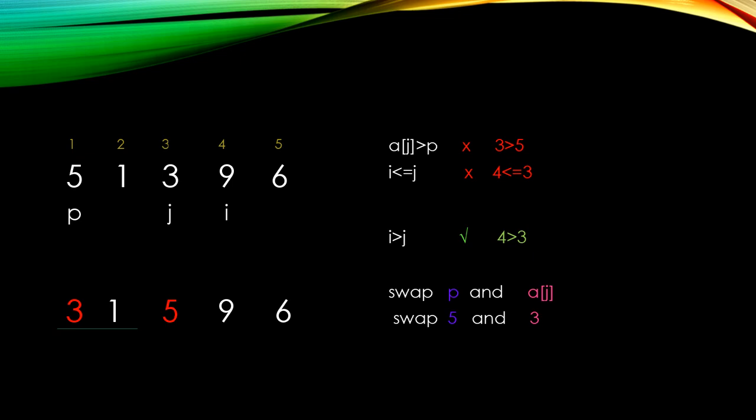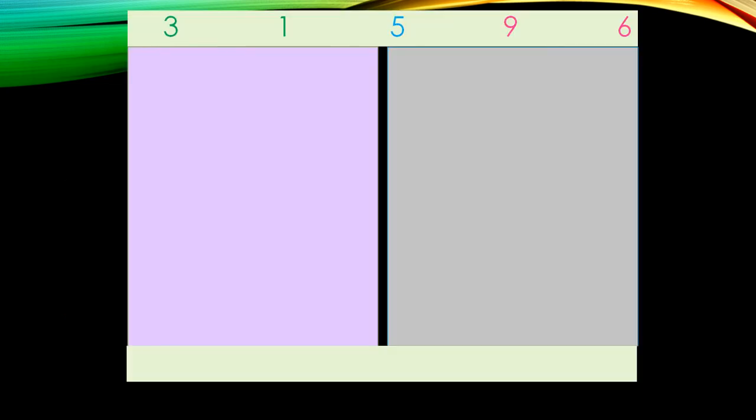To confirm that, we have to check the left subarray and right subarray. Here, the left subarray elements 3 and 1 are less than the pivot element 5, and the right subarray elements 9 and 6 are greater than the pivot element 5. Here the given array is divided into left subarray and right subarray. After dividing, apply the same rules we have discussed earlier for both left subarray and right subarray separately.